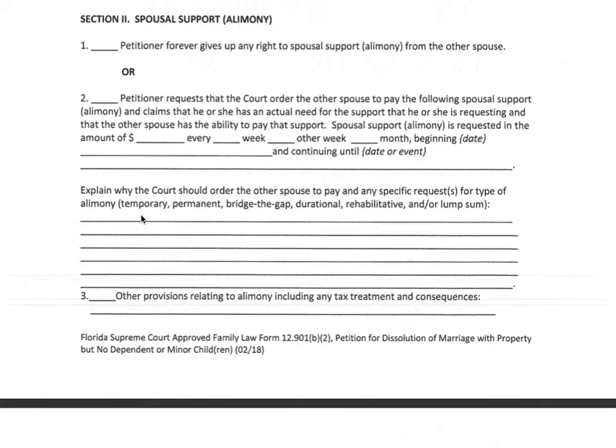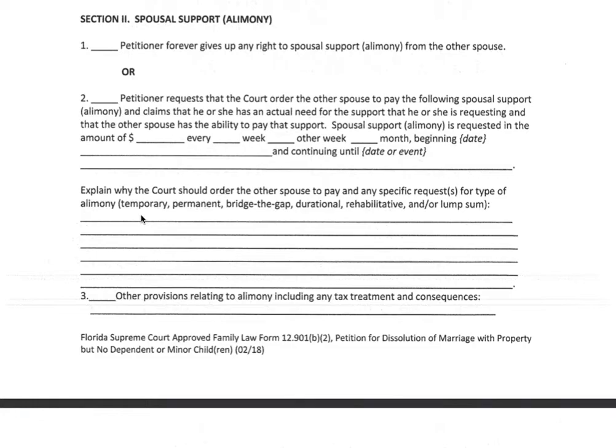Permanent is just as it sounds. It's for those when you need the money for the rest of your life. And that's usually if you've been in a long-term marriage. I've very rarely seen the court grant permanent alimony for a short term or a midterm. It's usually for long-term marriage, people that have been married over 20, 25 years.